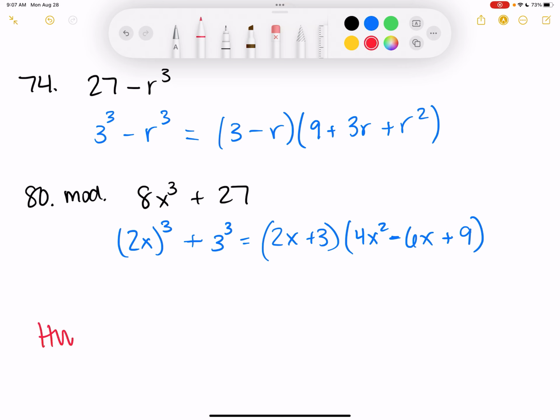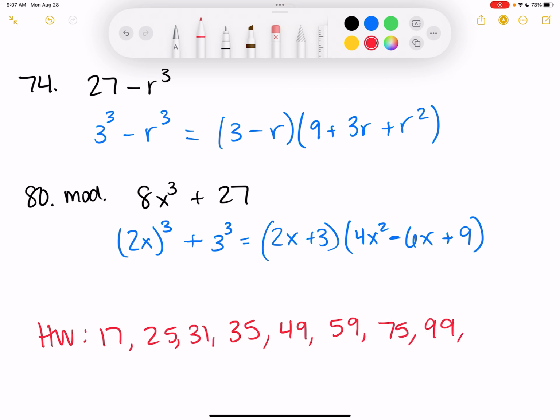So your problems are 17, 25, 31, 35, 49, 59, 75, 99, and 103. And if you don't finish today, because there's only about 10 minutes left, you can have some of the time tomorrow, and then we'll do a little bit of review for the quiz on Wednesday. And then after the quiz on Wednesday, you'll have time to do the 1.5 notes so that we can do that on Thursday.